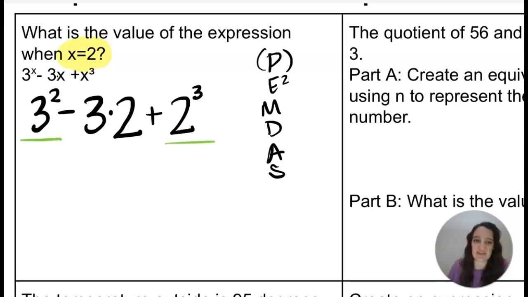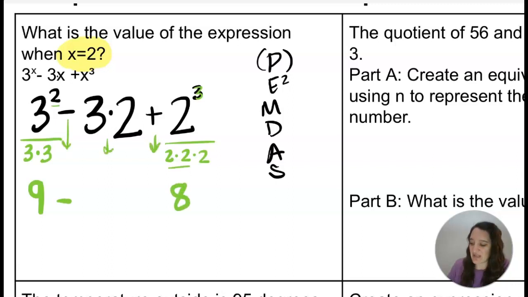I have two exponents here. So when I do those, 3 squared, I'm going to remember, is 3 times 3, just 2 times, right? 3 times 3 is 9. 2 to the third is 2 times 2 times 2. It's 2 multiplied by itself, and then the exponent tells us how many times, which is 3 times. So 2 times 2 is 4, 4 times 2 is 8, and then I'm going to bring everything else straight down. Minus 32 plus 8.